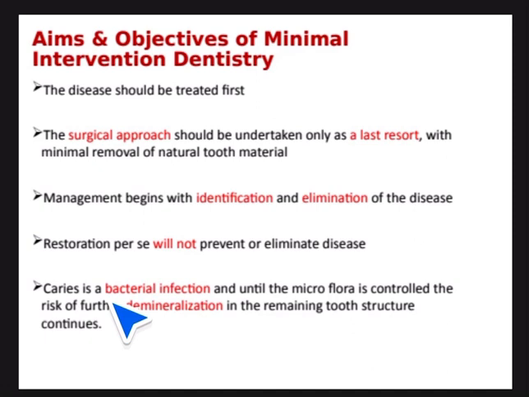For treating the disease called dental caries, you have to control the bacteria, and you have to remineralize the teeth. Understood? So these are the aims and objectives of minimal intervention dentistry. Treat the disease first. Surgical approach should be the last approach. Preserve as much as possible of the natural tooth. Manage with identification and elimination of the disease. Restoration will treat the disease, but it will not prevent or eliminate the disease.